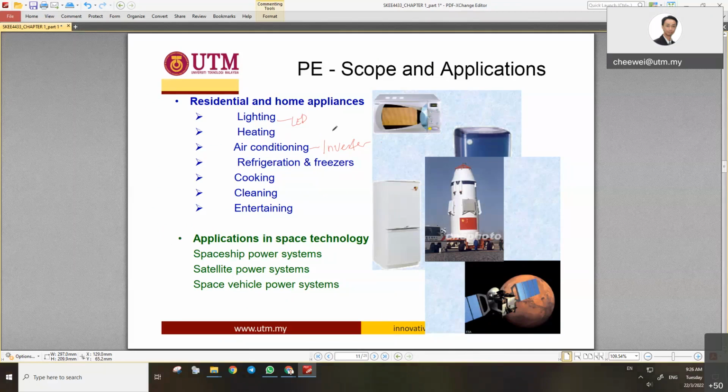So all this requires control and processing, right? So power electronics will be doing the job. And space technology as well. In space, where do they get the electricity from? Mostly from PV, right? PV is one form of renewable energy, and most renewable energy requires power electronics. Why? Can you tell me why power electronics is required in most renewable energy applications?